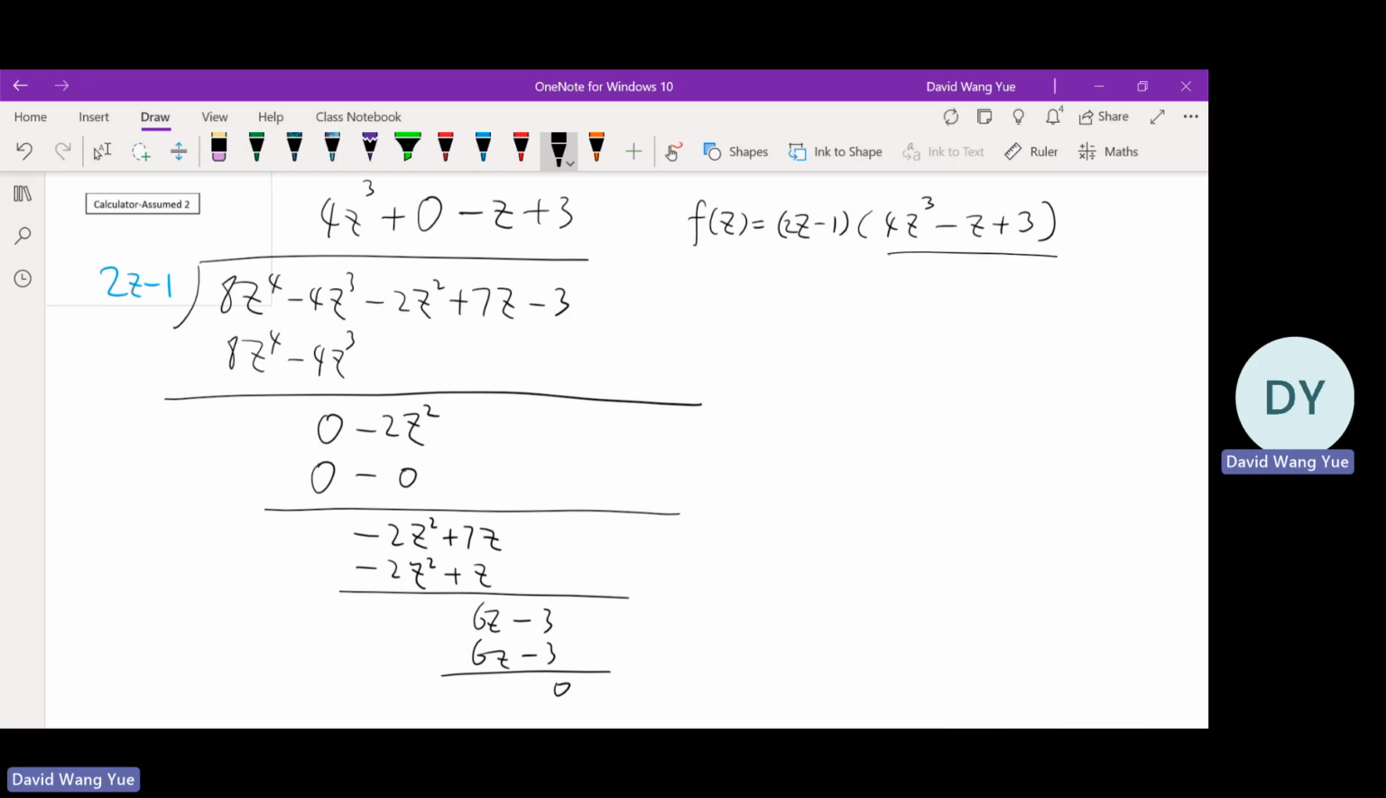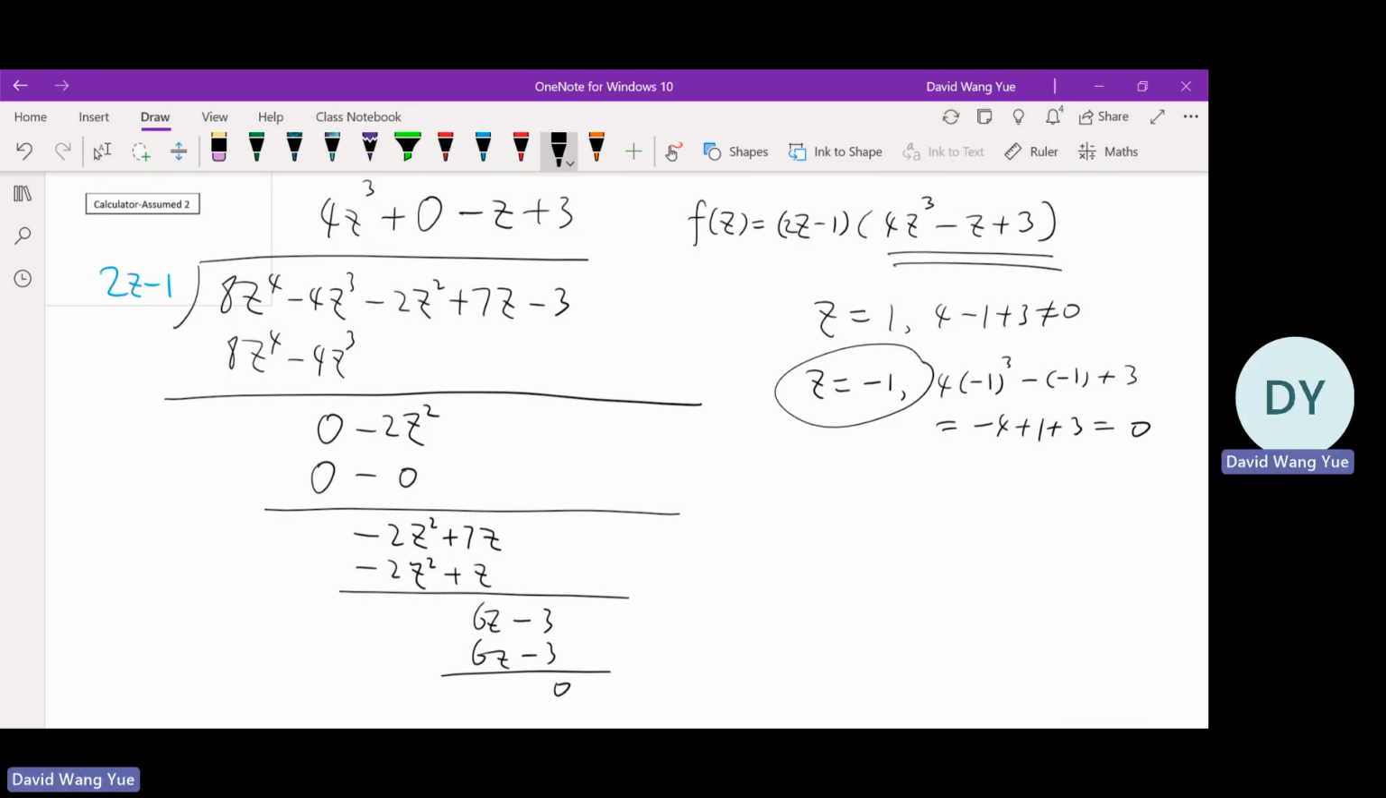Now for this one, we have to do trial and error. Okay, for example, if I try z is 1, 4 minus 1 plus 3 won't be 0. If z is negative 1, negative 4 plus 1 plus 3, that is negative 4 plus 4. So this is 0. This is a root. Z plus 1 is a factor.